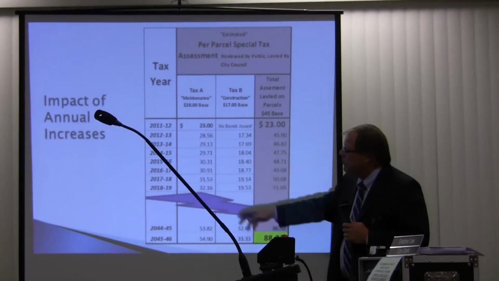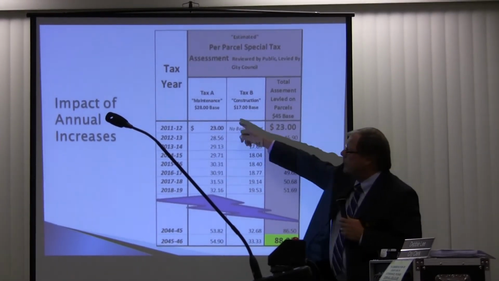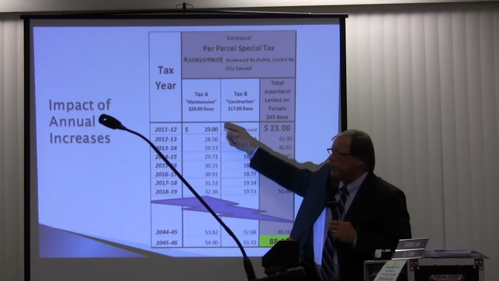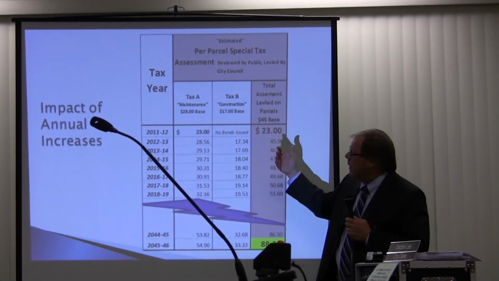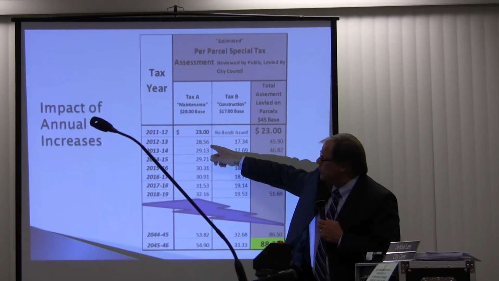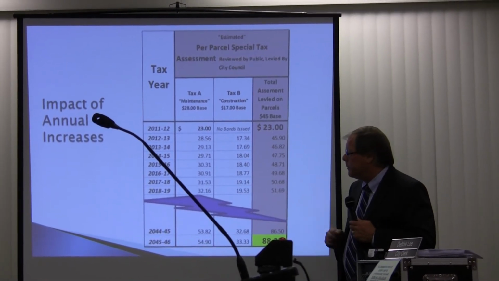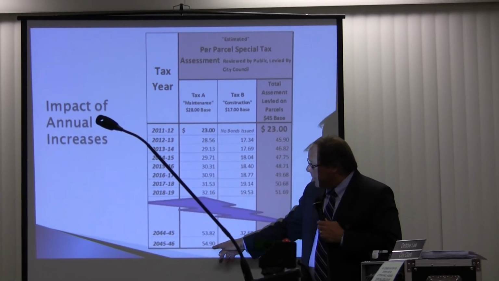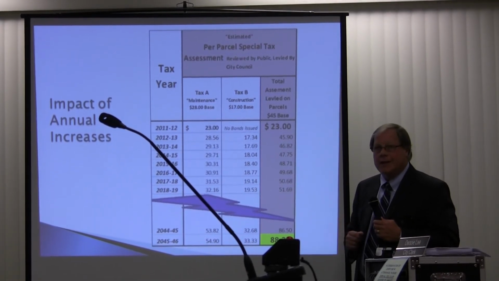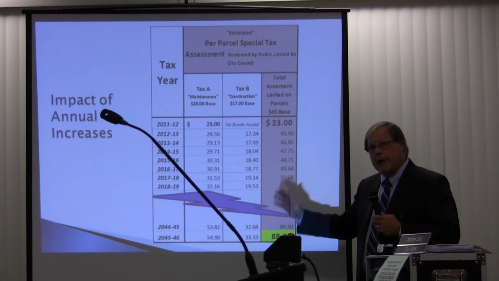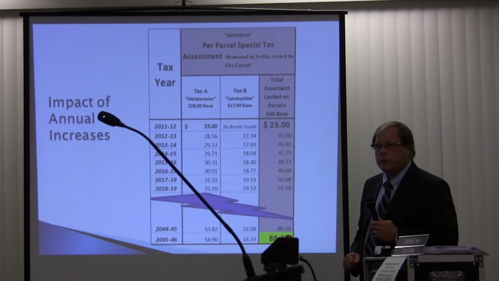So what does this mean? For example, over time, 2011 through 2045, if we had tax A, the maintenance portion, it's a base of $28, and say CPI was 2%. The second year, it would increase to $28.56. That would cover the CPI increase if it was 2%. By the year 2045, that $28 would grow to $54.90. That's the maximum it could be. It doesn't have to be levied at that amount, but it could not exceed $54.90 for the maintenance portion.